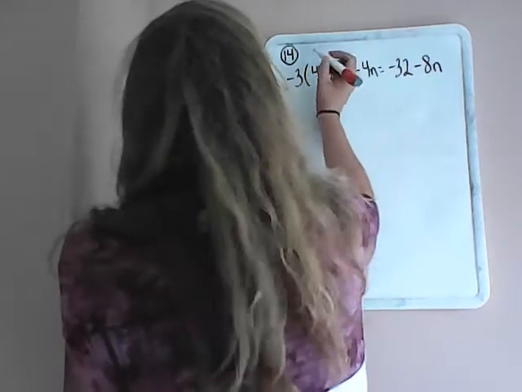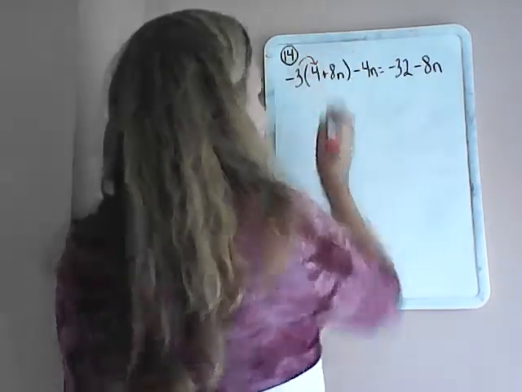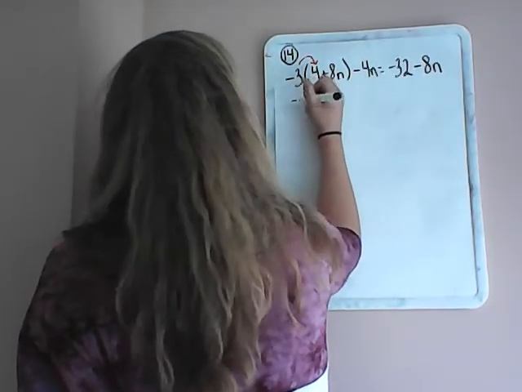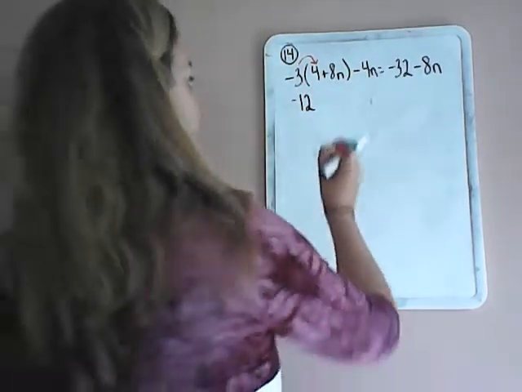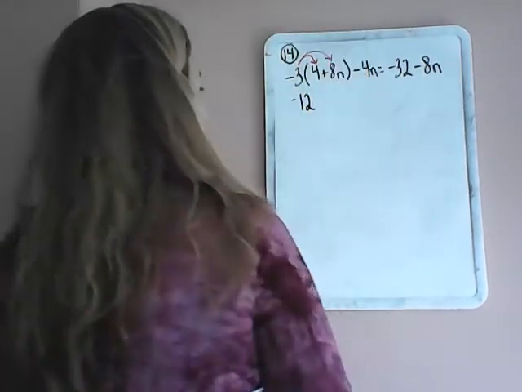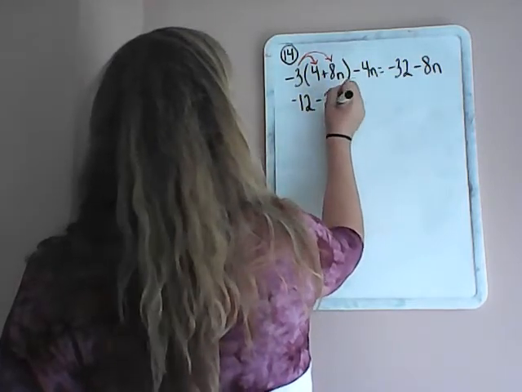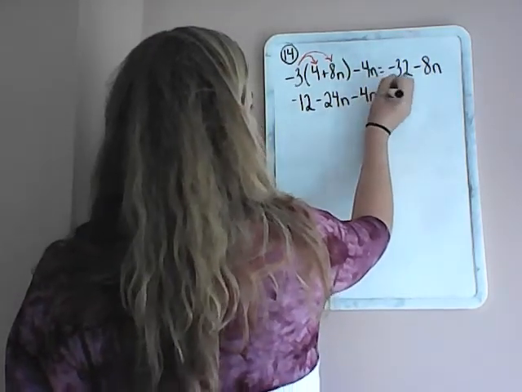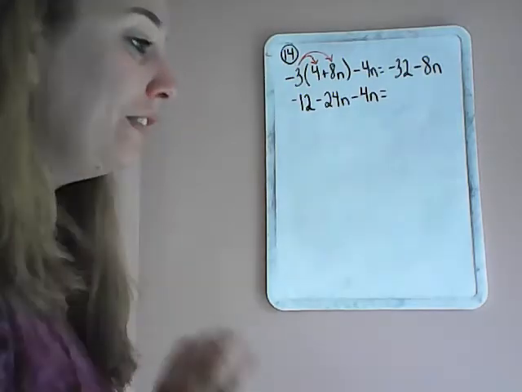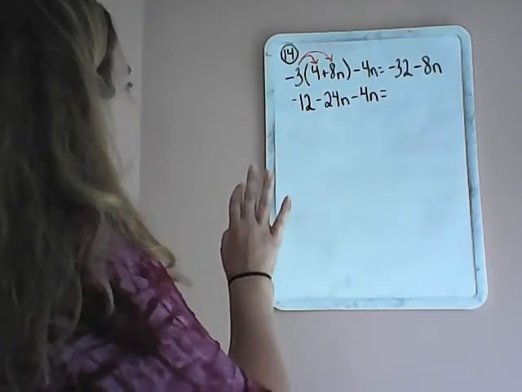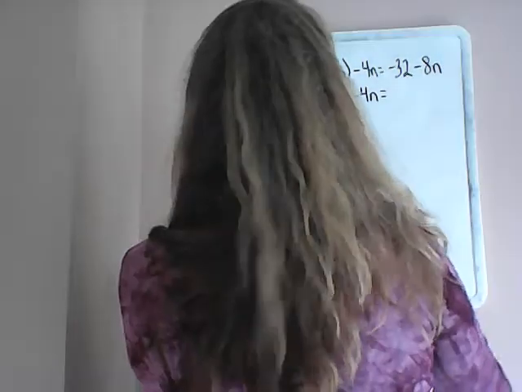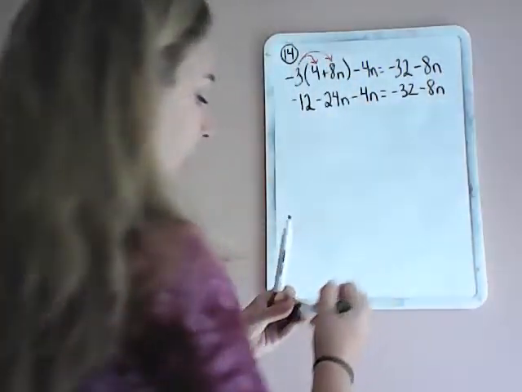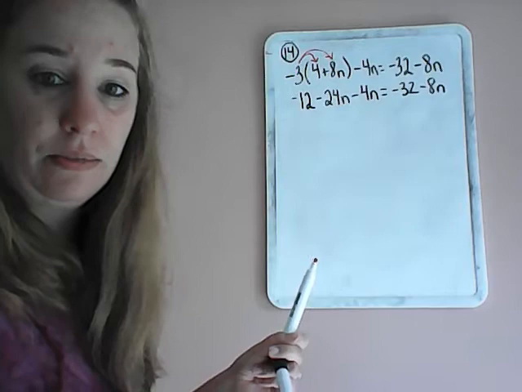Oh, step 1, we got rid of parentheses, right? -3 times 4 is -12. Then we have -3 times 8n is -24n minus 4n. And I'm going to double check my work because that squirrel really freaked me out. I feel like I'm stupid right now. Okay. Yes. And then the negative 32 minus 8n come down. So now I want you to pause the video, try to combine like terms.